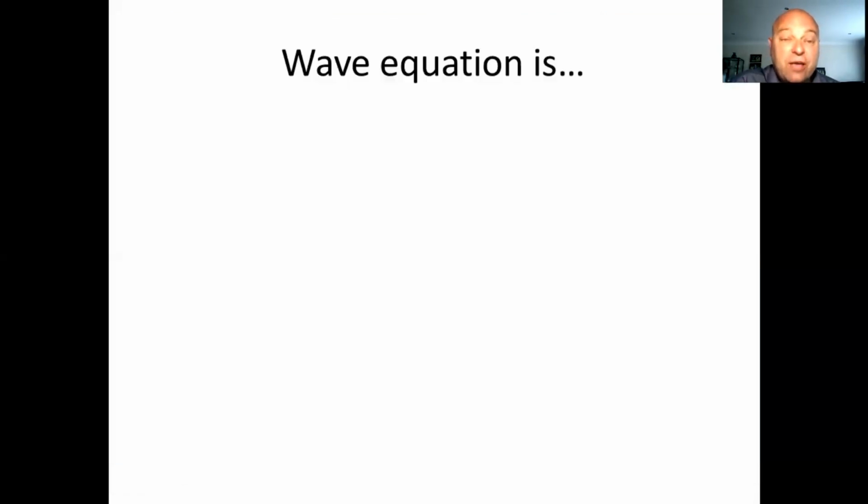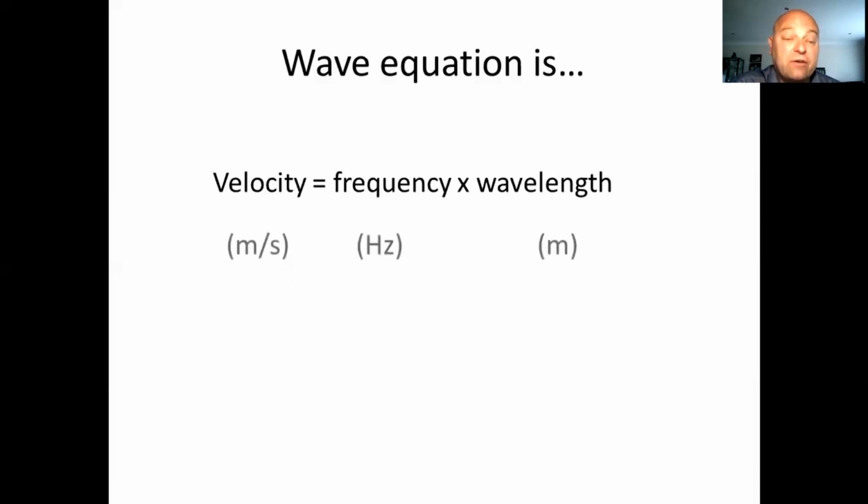There is a relationship between the velocity of a wave, the frequency of a wave, and its wavelength. And that is velocity equals frequency times wavelength. Velocity is essentially how fast the wave is traveling in the forward direction. So that is measured in meters per second. Frequency is measured in hertz. Wavelength is a type of length that's measured in meters.